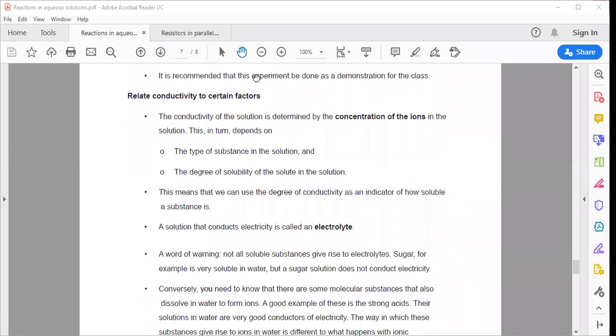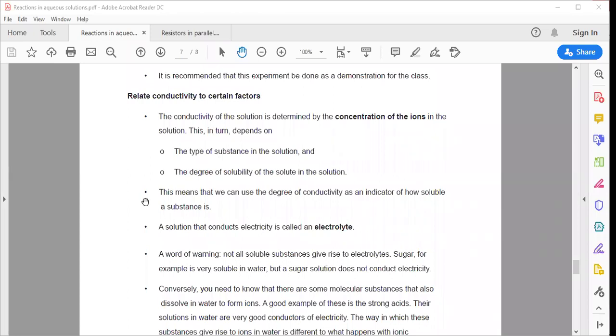So, relate conductivity to certain factors. The conductivity of a solution is determined by the concentration of the ions in the solution, right? And the concentration of ions depends on a couple of factors. What does it depend on? It depends on the type of substance that is in solution, whether the substance is able to form many ions or not. So it will depend on the type of substance.